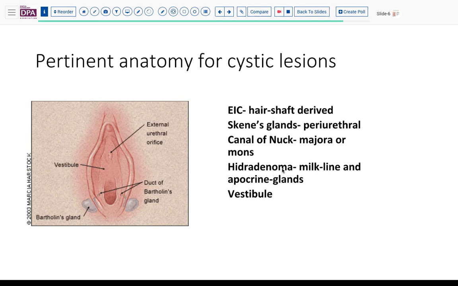Hidradenoma, we've mentioned, is a milk line-derived lesion that's going to be composed of apocrine glands, and so that can occur on the minora or the majora, and so that also can be found here. Vestibular cysts are usually central here and would not be lateral, and that's where to be thinking about those. As we can see here, the Bartholin glands are located just exterior to the labia minora and sort of posterolateral from the vaginal orifice or hymen.